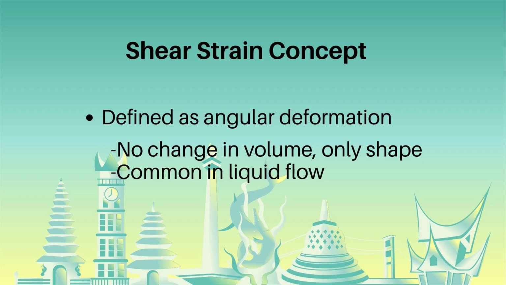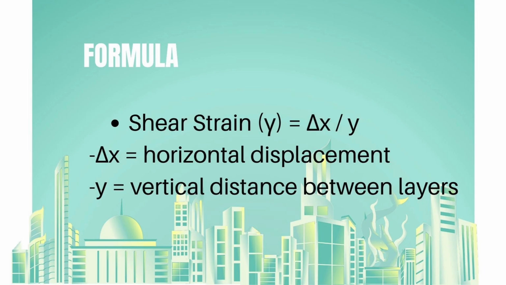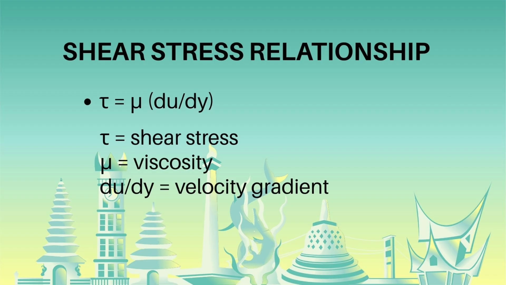Shear strain refers to angular deformation. This means the fluid changes shape but not volume. It commonly happens in liquids when force is applied parallel to the surface. So this is the formula of the shear strain. Gamma represents shear strain, while delta x is the horizontal displacement, and y is the distance between fluid layers.